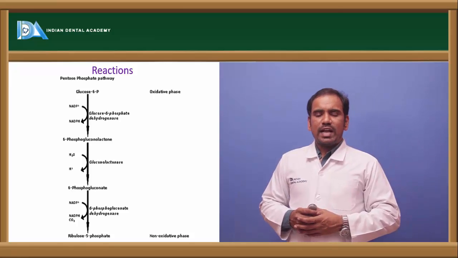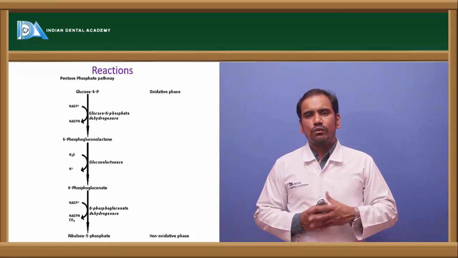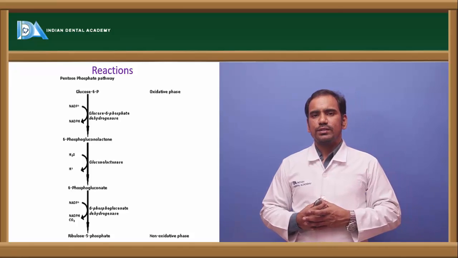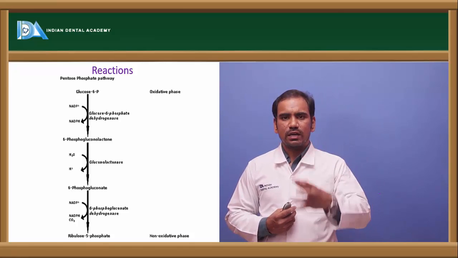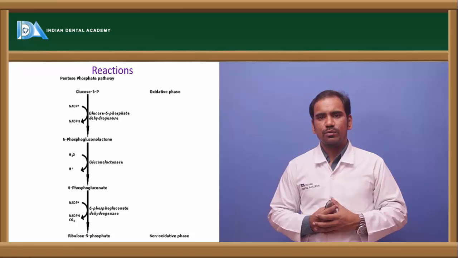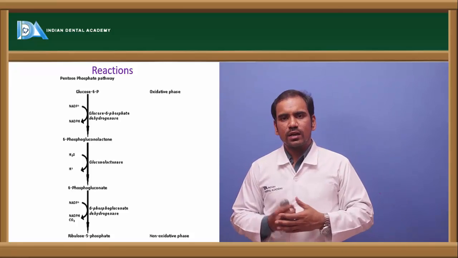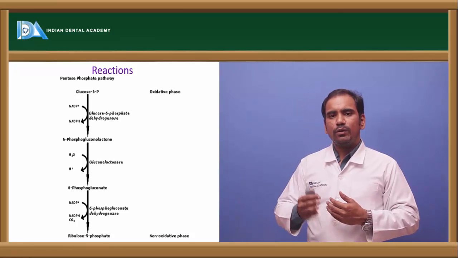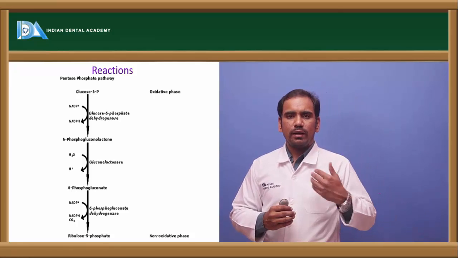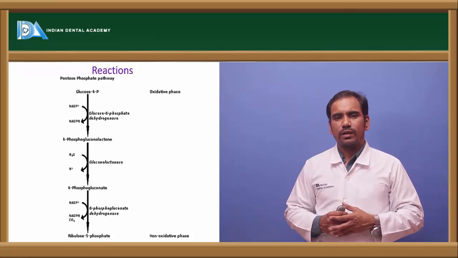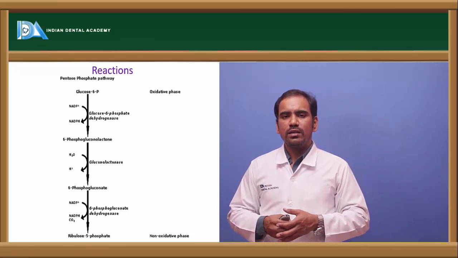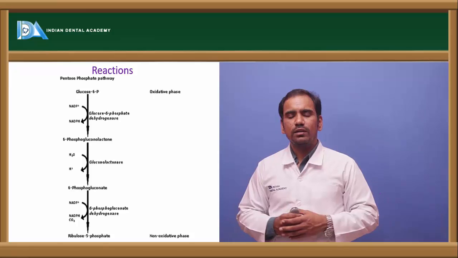Coming to the reactions of the HMP pathway, we will start with glucose 6-phosphate. The glucose enters the cell and is trapped as glucose 6-phosphate. Glucose 6-phosphate may enter glycolysis, may enter the HMP pathway, may be utilized in the synthesis of glycogen, or may enter the uronic acid pathway. Depending on the cellular requirements, glucose is diverted to that particular pathway.